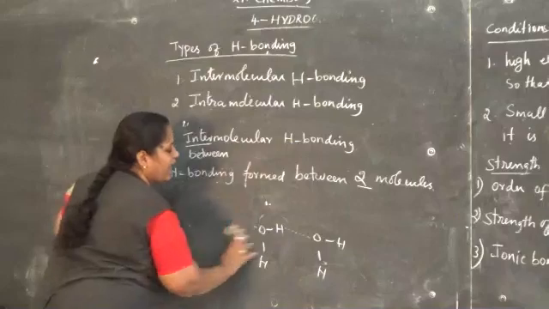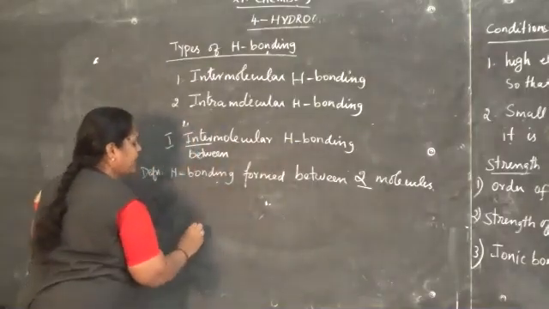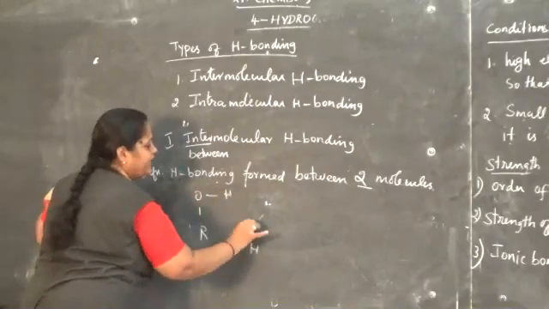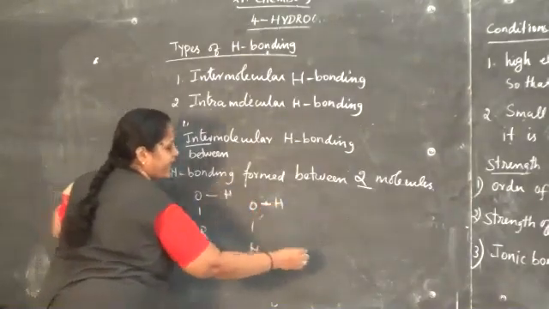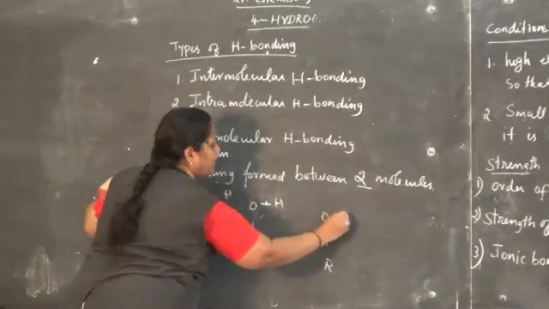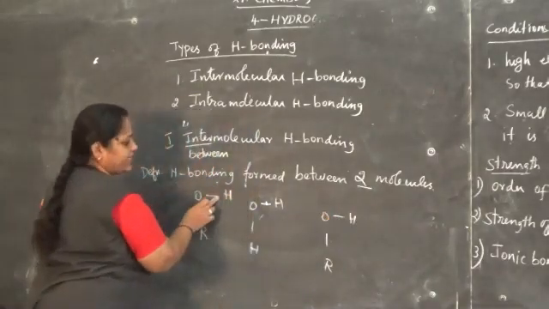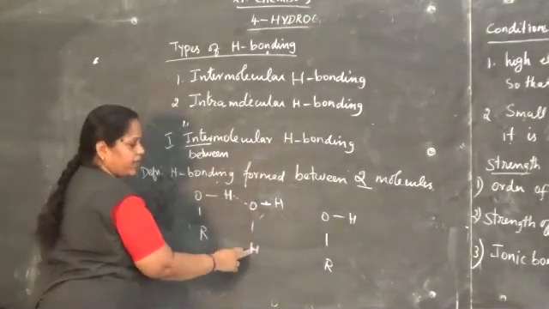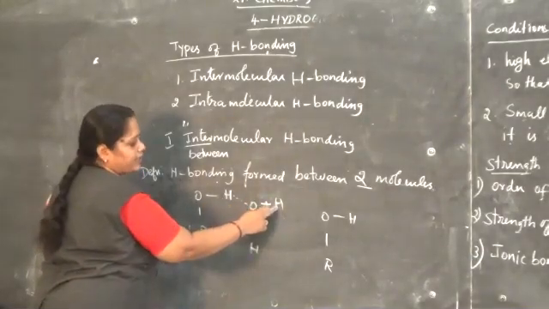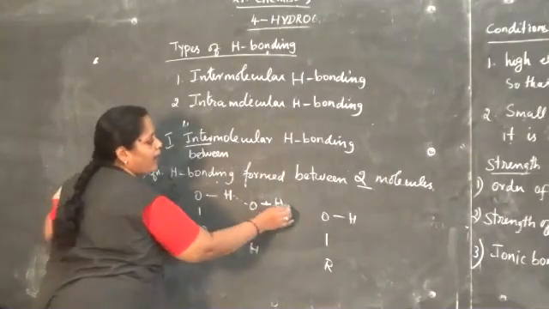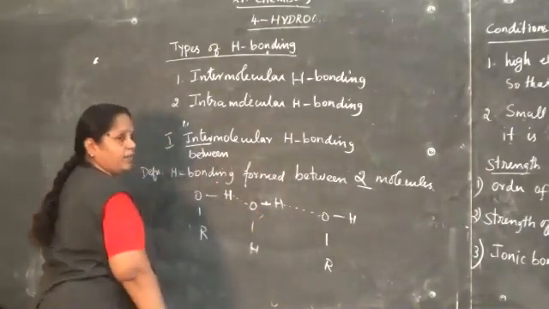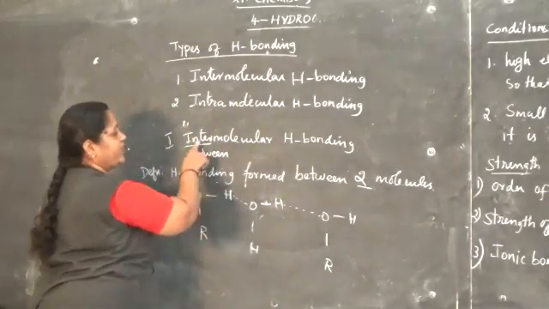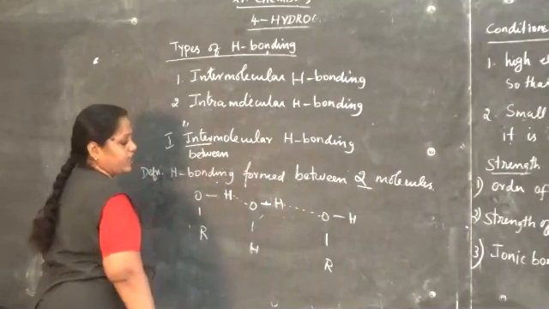I take alcohol and water. Alcohol general formula ROH, water formula HOH. Again I write one more alcohol. So here this hydrogen atom forms hydrogen bond with an oxygen atom of water molecule. Like that, hydrogen atom present in water molecule forms hydrogen bond with an alcohol molecule. So the bond formed between molecules is referred to as intermolecular hydrogen bonding.